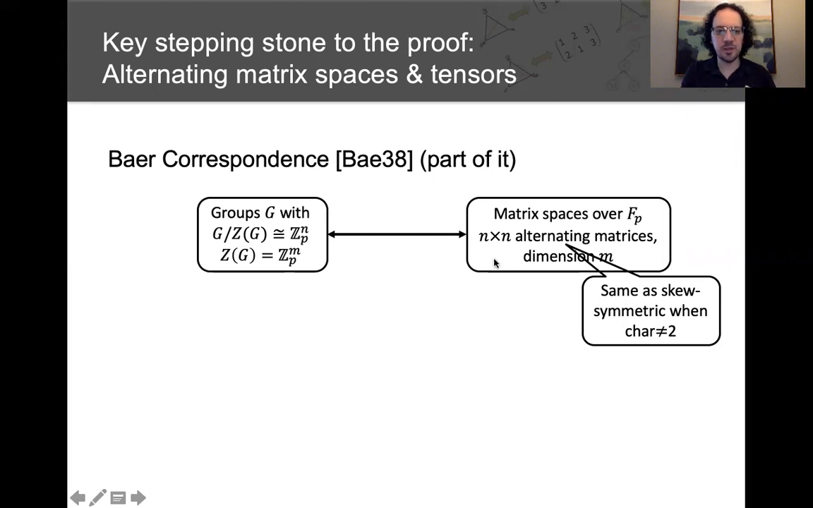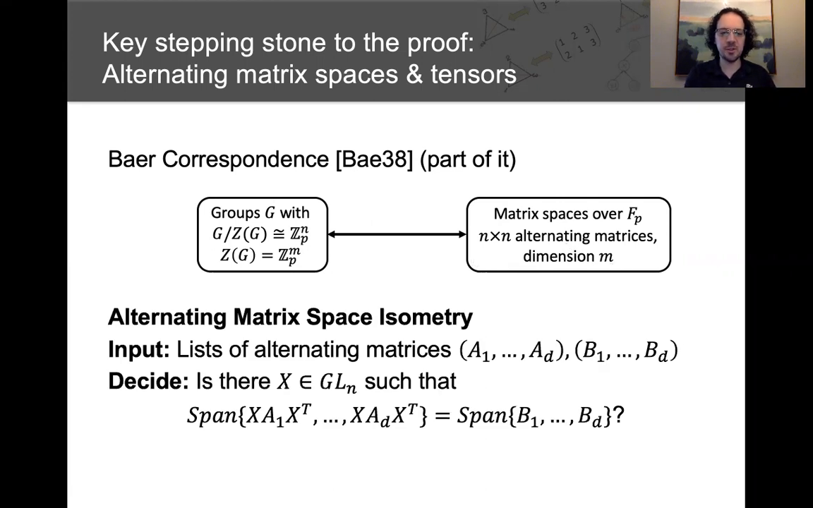All right, so I said this correspondence is isomorphism respecting, and we know what isomorphism means for groups. What do we mean by the notion of isomorphism for alternating matrix spaces? And the decision problem here is what's called alternating matrix space isometry, or sometimes pseudo-isometry. So the input is two lists of alternating matrices, each with d matrices in them, each matrix n by n. And the question is, is there an invertible matrix X such that when I replace each A_i by X A_i X transpose, and then I take the matrix space, which is the span of these matrices, that's the same as the matrix space which is the span of the B_i's.